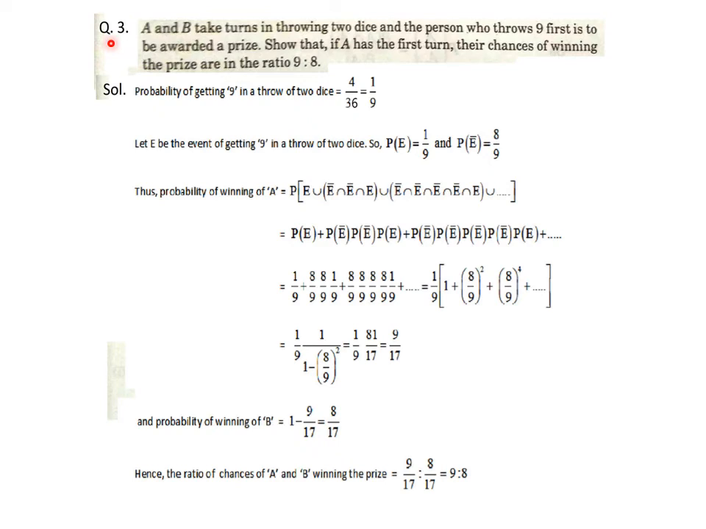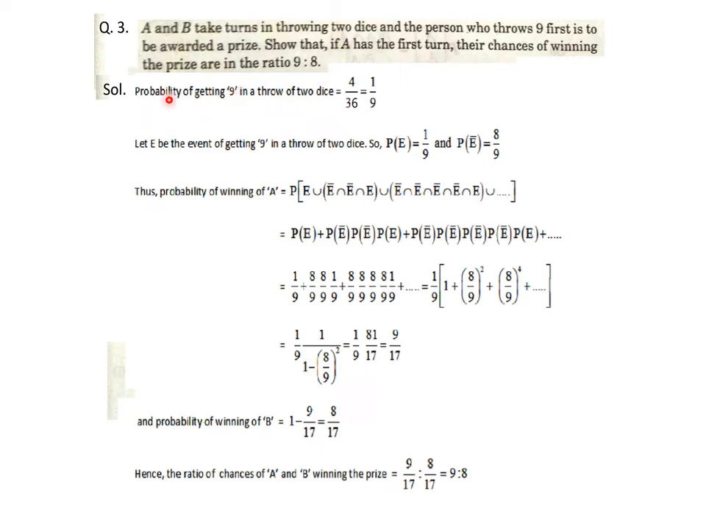Question number 3. A and B take turns in throwing 2 dice, and the person who throws 9 first is to be awarded a prize. That is, 2 players A and B are playing a game in which they are throwing a set of 2 dice, and they are counting the sum of numbers on those 2 dice, and if that sum comes as 9, then one of them wins the game. Show that if A has the first turn, that means A starts the game, the chances of winning the prize are in the ratio 9:8.